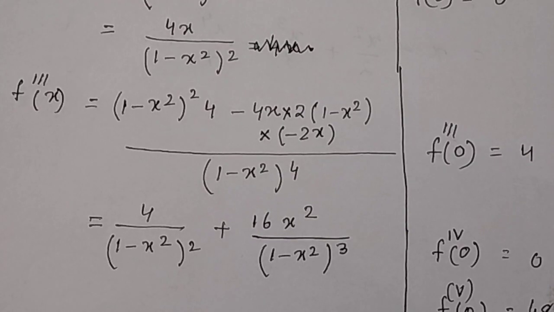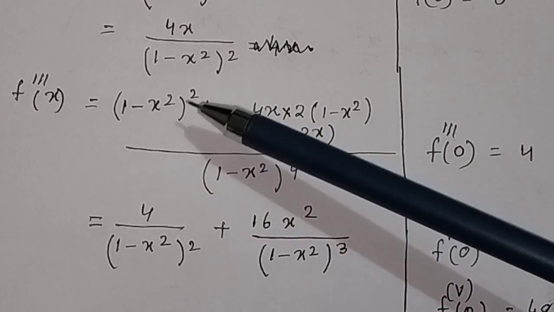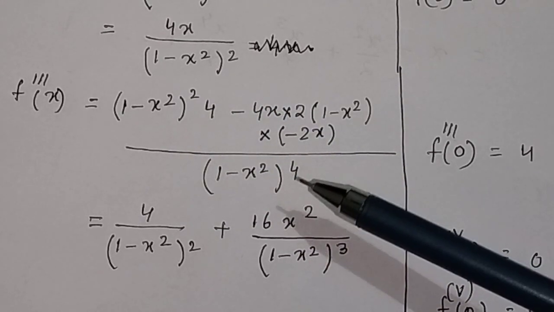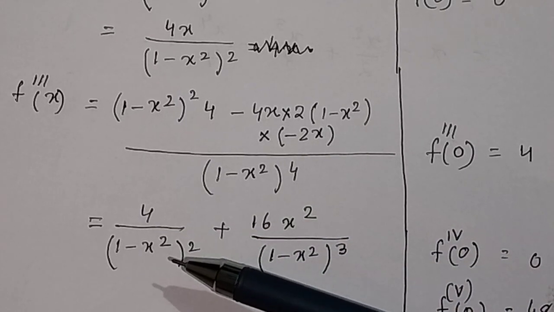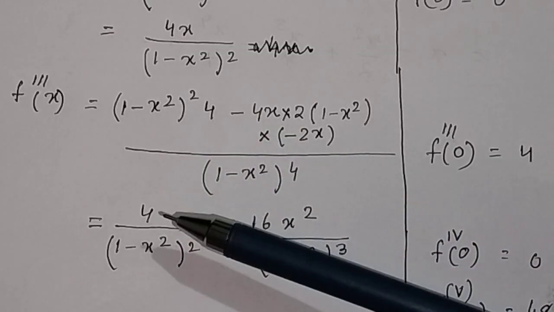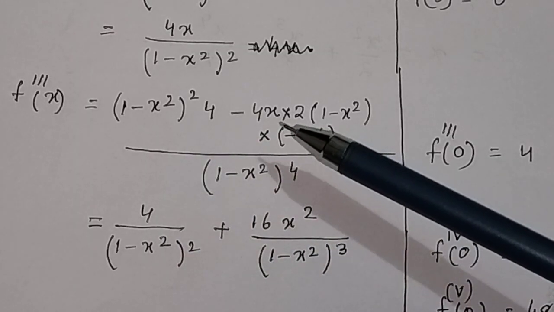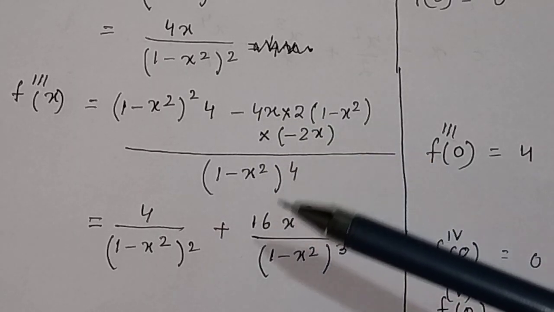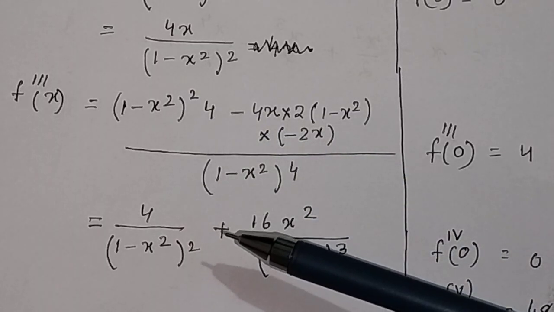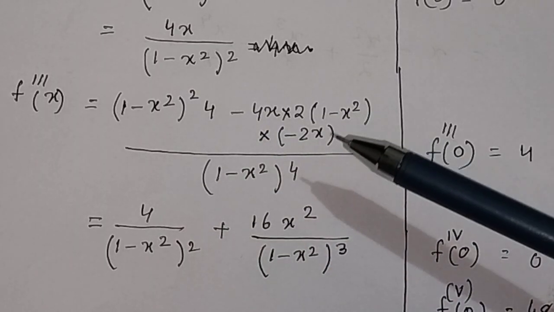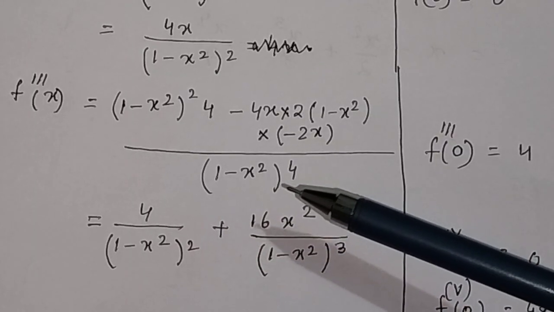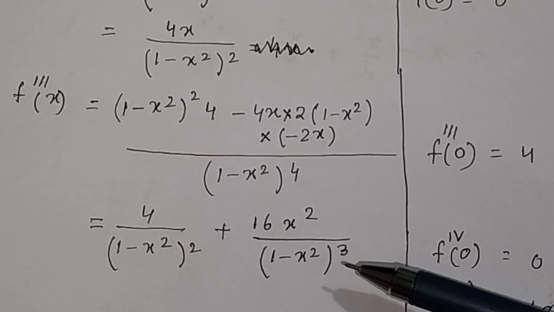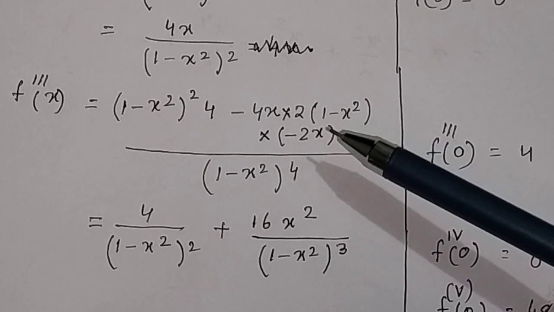So if you simplify it, the first term will be equal to 1 minus x square whole square. Here you have to the power 4. So in the denominator you have 1 minus x square whole square, and in the numerator you have 4. Then the second term will give you here 4 into 2 into 2. 4 into 2 is 8, 8 into 2 is 16, and minus minus is plus, and 1 minus x square, and in the denominator you have 1 minus x square to the power 4. So you have 1 minus x square to the power 3, and in the numerator you have x into x.